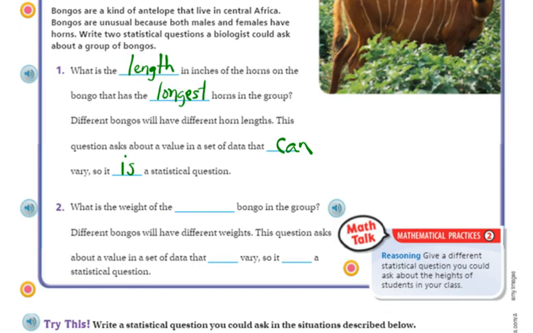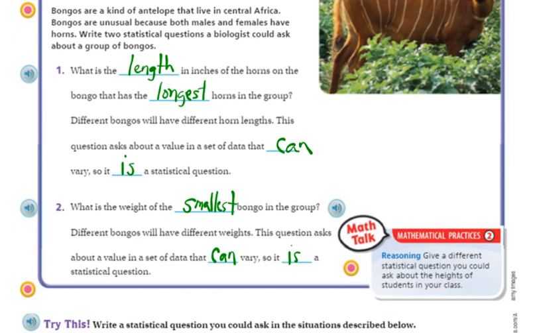All right, let's look at the second question here. What is the weight of the smallest bongo in the group? All right, so in order for this to be a statistical question, this means we would have weighed all of the bongos within the group, therefore collecting data that would vary. Different bongos will have different weights. This question asks about a value in a set of data that can vary. So it is a statistical question.